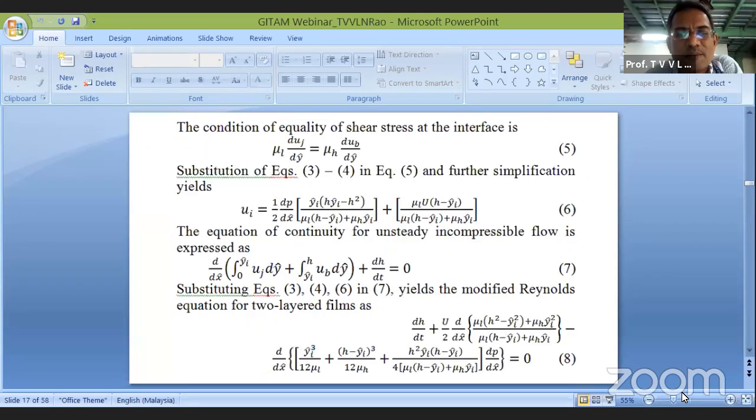As I mentioned, we have different boundary conditions at the interfaces. Applying all of them and integrating the velocity profile across the film thickness, we can get what is called the first order Reynolds equation. If we add the dynamic terms into account, we get the first order Reynolds equation for the dynamic condition.